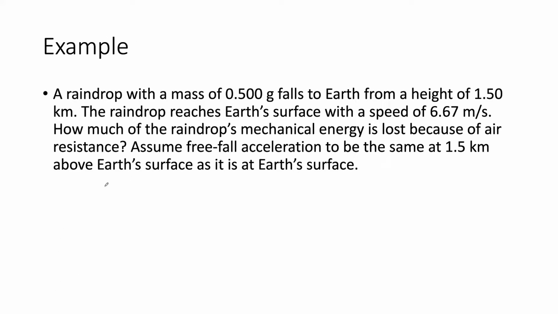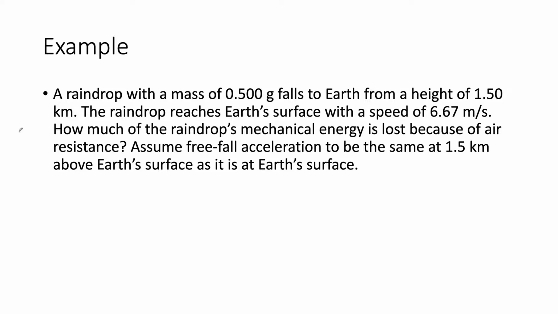Now, let's look at an example. A raindrop with a mass of 0.5 grams falls to Earth from a height of 0.150 kilometers, and it reaches the Earth's surface with a speed of 6.67 meters per second. We're looking for how much of this mechanical energy is lost because of air resistance. We're going to assume that the free fall acceleration, the acceleration of gravity, is the same throughout this 1.5 kilometers. We've got some conversions to do.